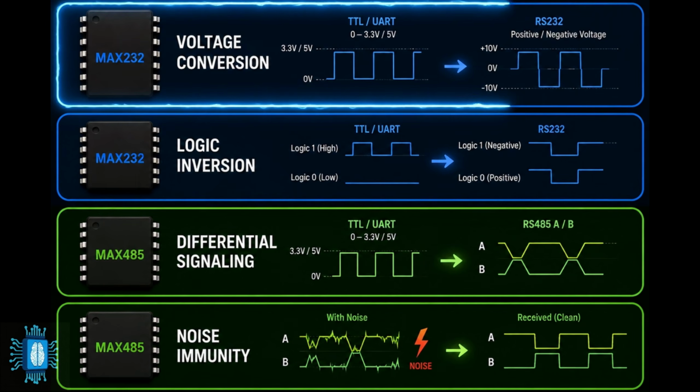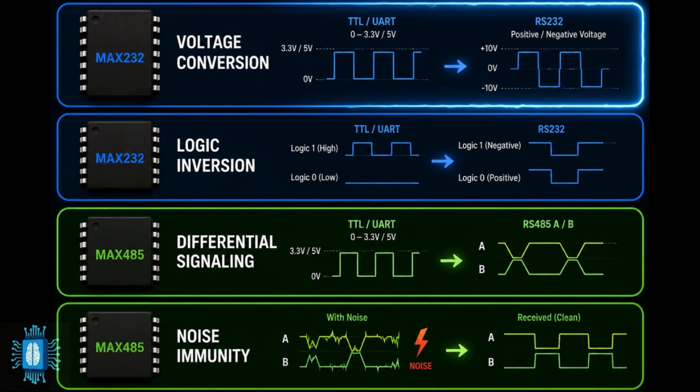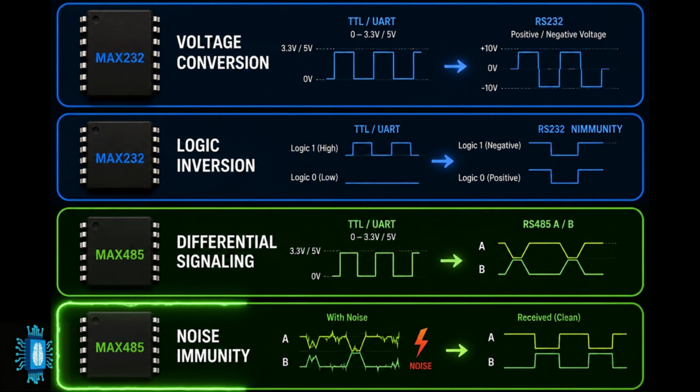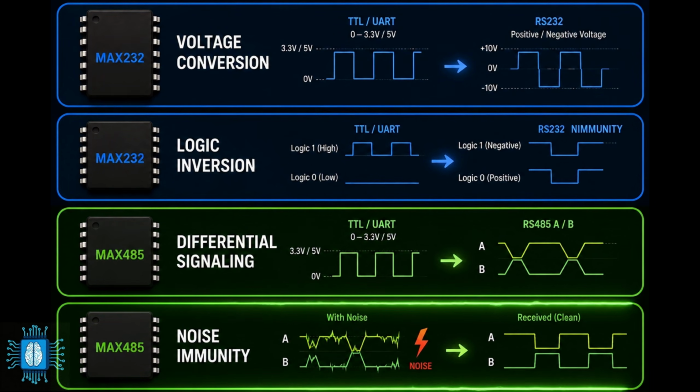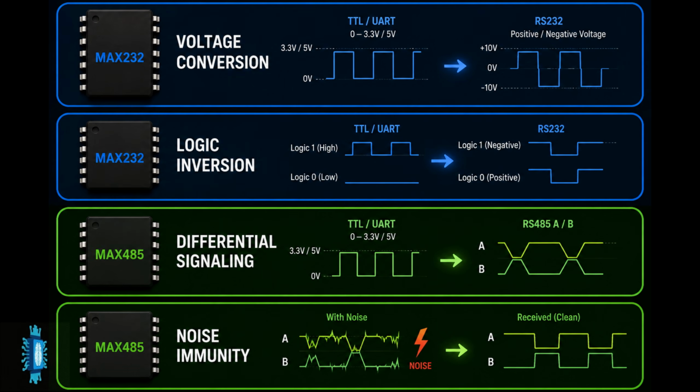at them. The MAX232 performs 2 main functions: voltage level conversion and logic inversion. The MAX485 also has 2 key functions: differential signal transmission and differential signal reception. Now, let's take a closer look at each of them.